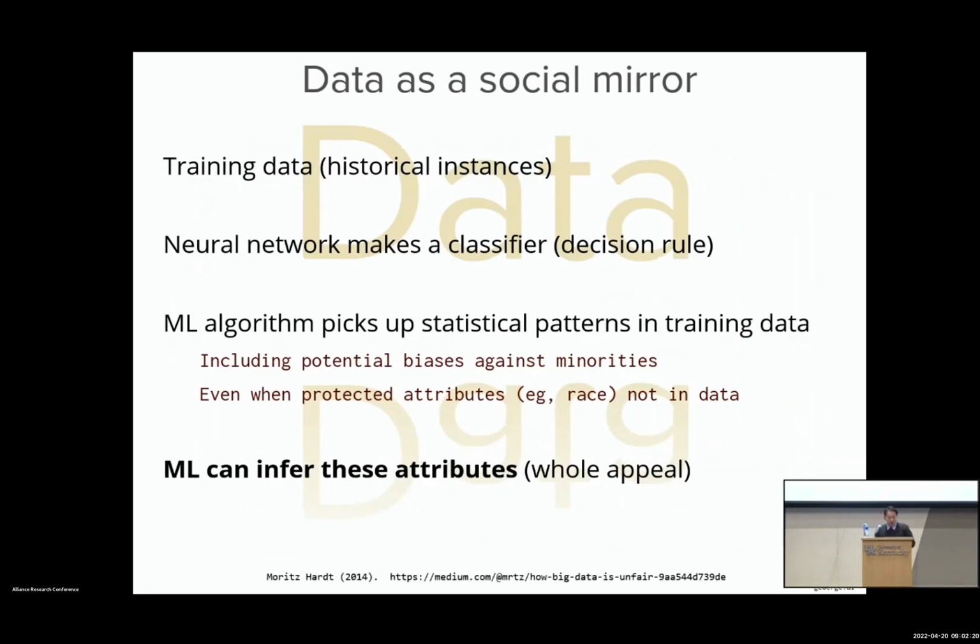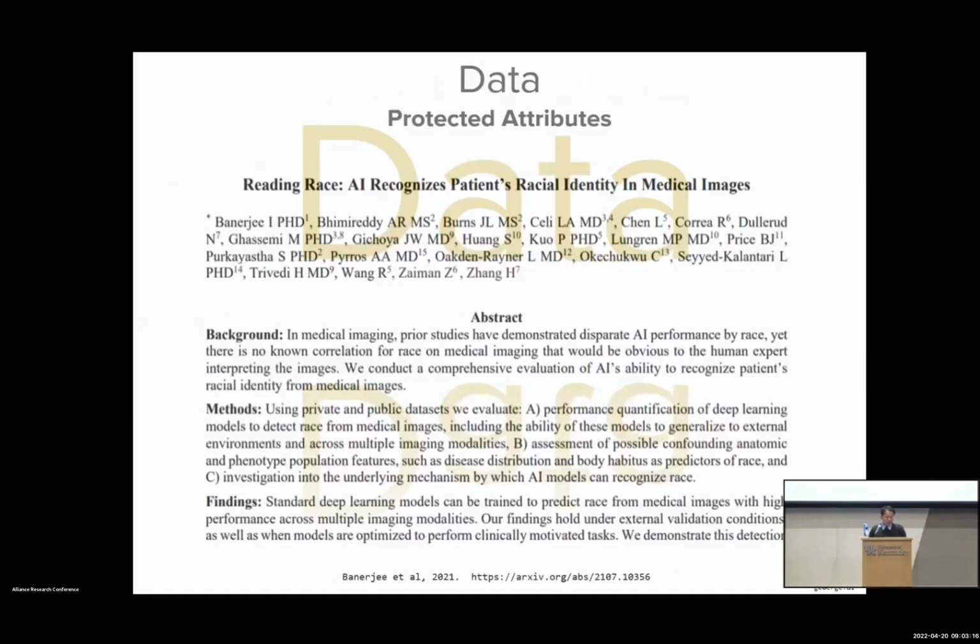Okay, if we take a step back, let's think about how machine learning learns from data. In the case of deep learning or neural networks, we can think of training data essentially as historical instances. The machine learning algorithm will pick up statistical patterns in the training data, including potential biases against minorities, even when race, gender, and other protected attributes are not explicit in the data. If you think about looking at a bunch of chest X-rays or CT scans, a lot of times you can tell if it's a male or a female by looking at the images. Patient gender might seem more obvious than race, but we're starting to realize that even patterns of race may be inferred by machine learning.